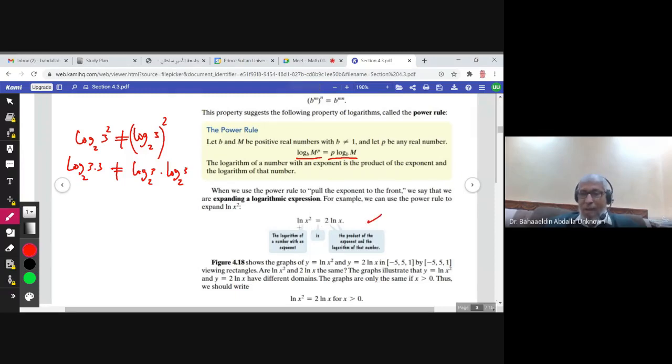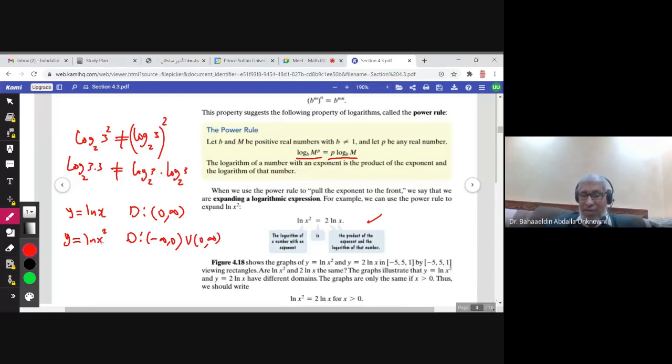If I ask you, is ln x squared equal to 2 ln x? That's correct. But what is x here? For the right-hand side, if I ask you y equals ln x, what is the domain? If you remember, the domain is from 0 to infinity. But y equals ln x squared, what is the domain? If you remember also, we solved a question like this: from negative infinity to 0, union 0 to infinity.